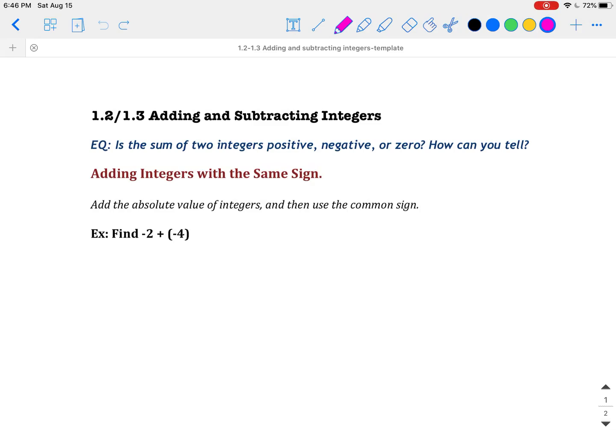Hello class, welcome back. Today we are going to be talking about sections 1.2 and 1.3, which include both adding and subtracting integers. Now I'm going to warn you, this is a bit of a tough topic. A lot of times it can be a little bit confusing, so please make sure you're paying close attention.